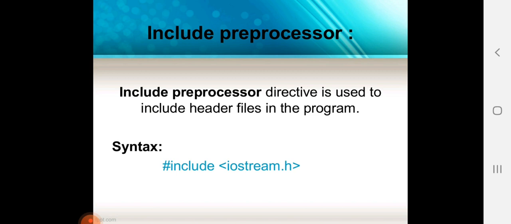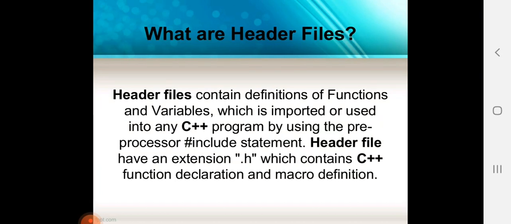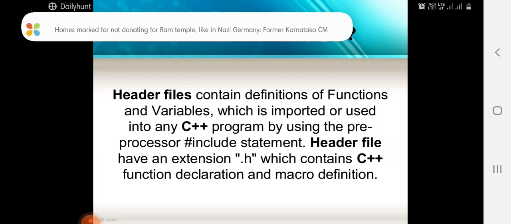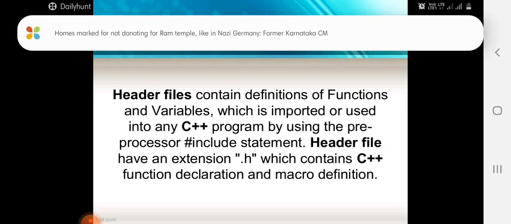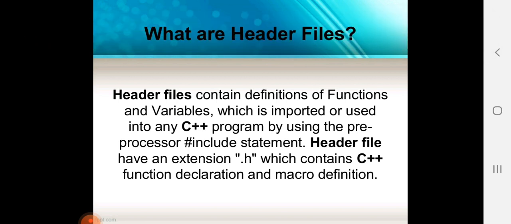If you take C, in C programming we are using the header files conio.h, that means console input and output, and stdio.h, that means standard input and output. And what are header files? A header file contains the definitions of functions and variables which are imported into a C++ program by using the preprocessor, that means the #include statement. We have to include the header file with the extension .h.